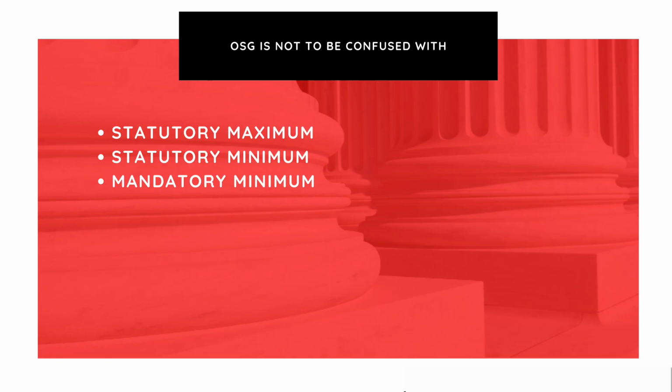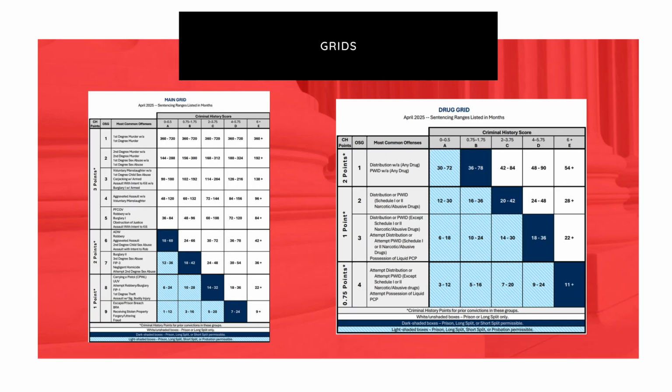The offense severity group is not to be confused with an offense's statutory maximum, statutory minimum, and mandatory minimum, which are set by the DC Council in statute. These rules are important because they determine which offense severity group an offense is temporarily placed while Commission members meet to discuss and vote on offense severity groups to place the offense in. Let's quickly review what offense severity groups are.